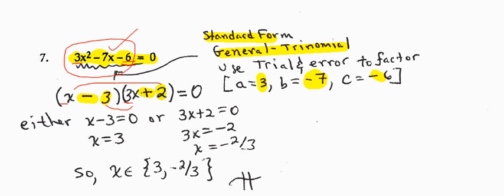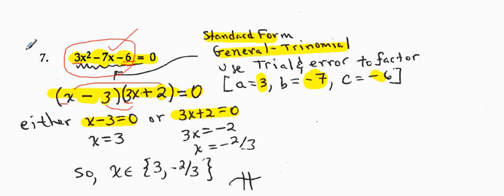Now I make use of my zero product theorem. The only way that this product right here can equal 0, it has to be that either one of the factors, x minus 3, has to equal 0, or 3x plus 2 equals 0. Both of these are linear equations, very easy to solve.